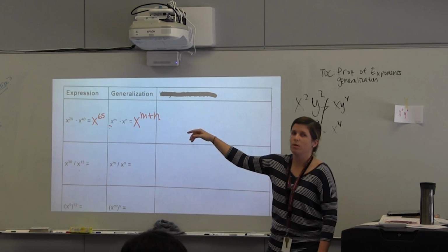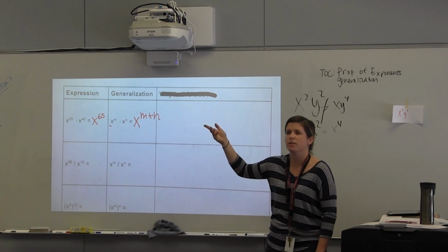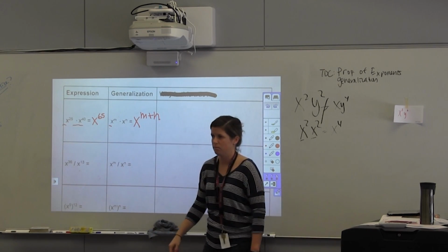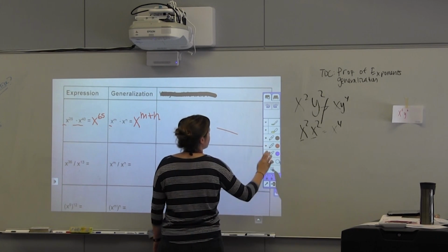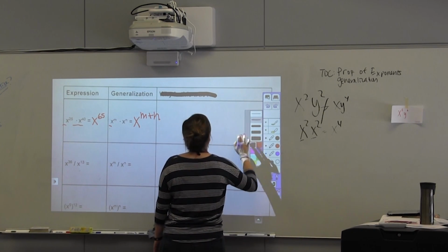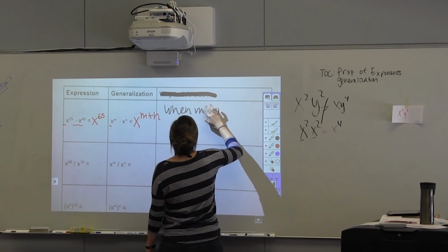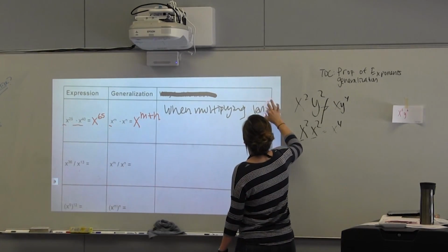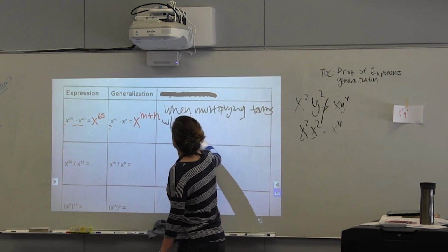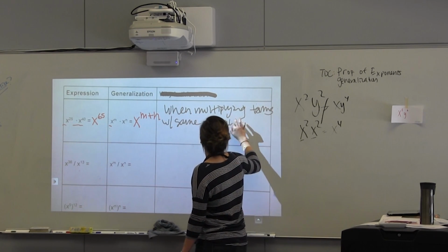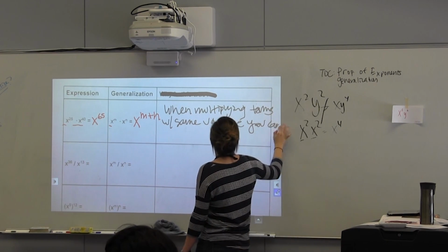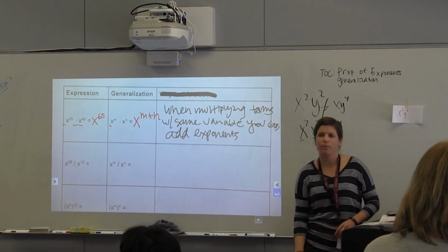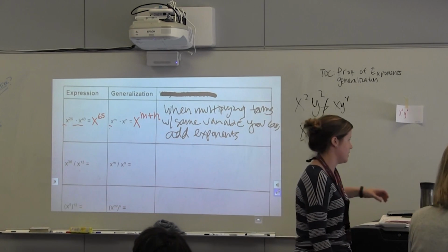So I liked, when you're multiplying terms and the variables are the same, you can add the exponents. So that's what I'm going to write down. I'm going to say when multiplying terms with the same variable, you can add exponents. You are welcome to write down whatever generalization made sense to you from the ones that we talked about.